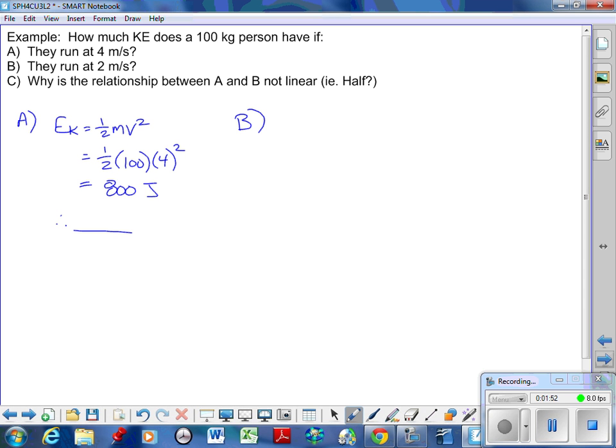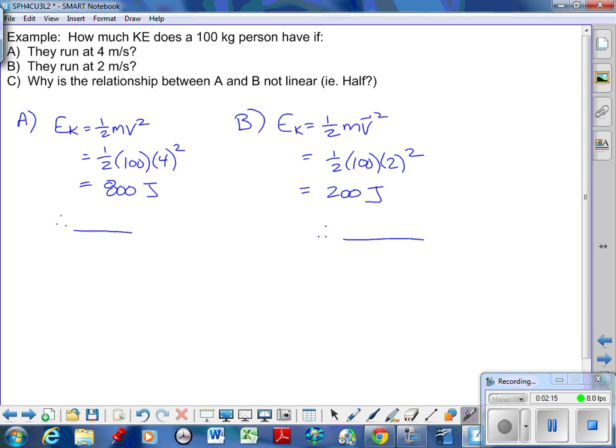What happens if they go half as fast? Okay, what do you expect? Hopefully some of you are thinking, well, it should be half the energy. So when we check that gut instinct, 100 times 2 squared, so now we have 50 times 4, we end up with 200 joules. All right, so you'll notice that the two values are not half of each other.